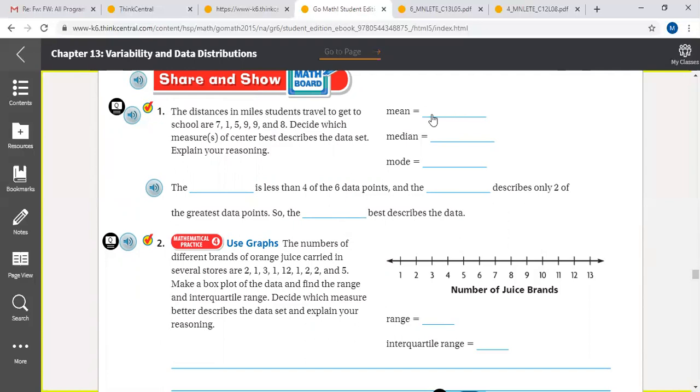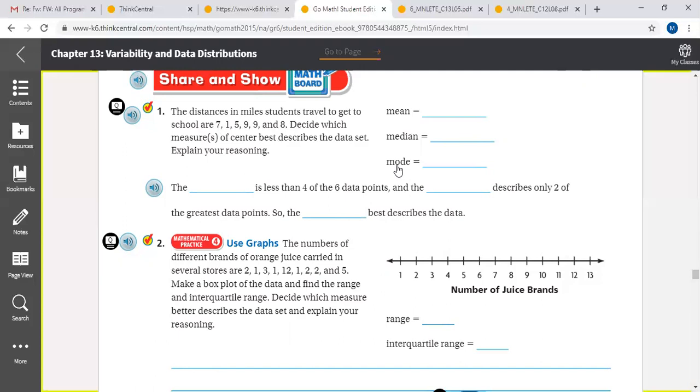The median, we said that we will order it from the least to the greatest. So we'll start with 1, 5, 7, 8, 9, 9. Then we'll cancel 1 from the left and 1 from the right. We will cancel 1, then 9, then 5, then 9. Then we will add 7 plus 8, it equals 15, divided by 2 equals 7.5. So the median equals 7.5.